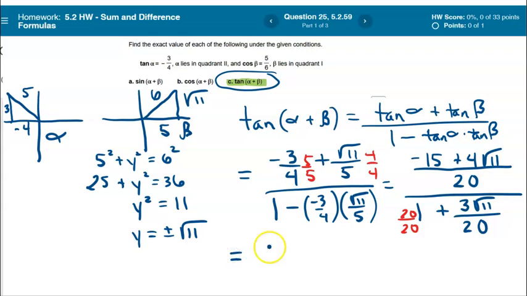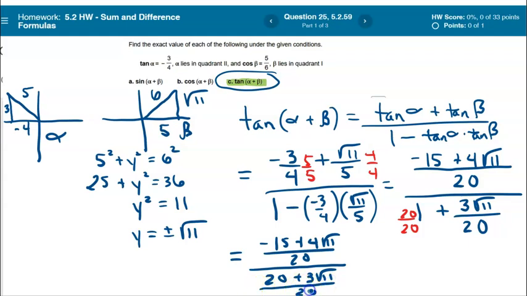So in the numerator, I have negative 15. I don't want to lose that. Plus 4 square root of 11 over 20. And in the big denominator, I now have 20 plus 3 square root of 11 over 20. Now, I know you can see this happen, but I'm going to write it anyway.